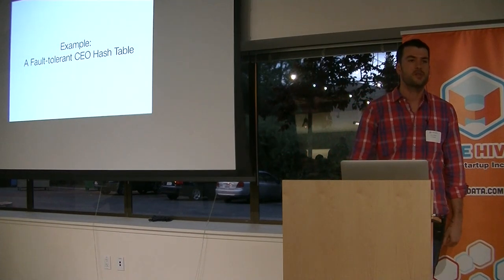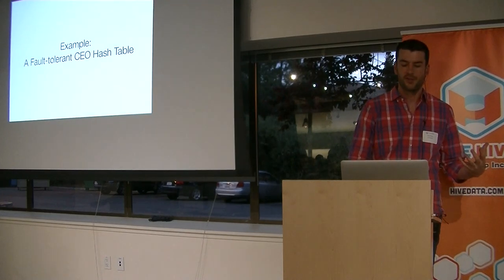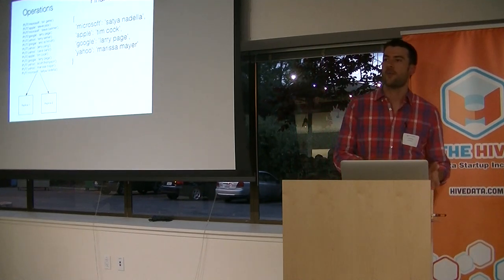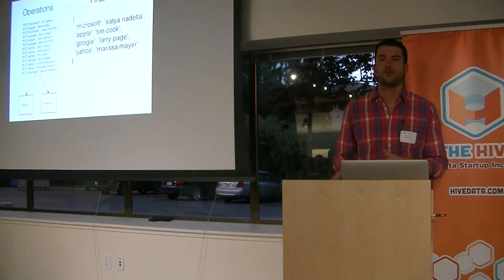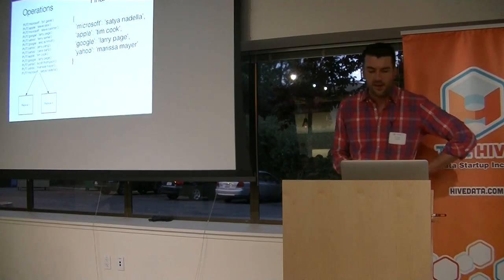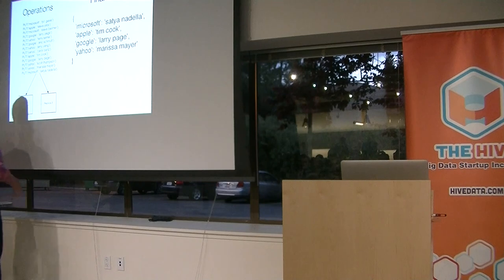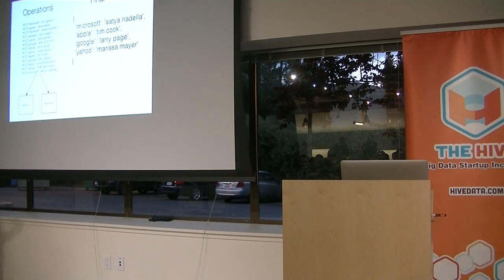All right, so I'm gonna use this really useful example of maintaining a hash table of CEOs, which is not a very practical example. And now I'll talk about how this is applicable to real life systems. Okay, so this is my example. I basically have a hash table, and I wanna maintain it in a fault tolerant way on two machines. If I have a hash table on one machine, it's super easy. You just do your writes, either the machine is up or down.